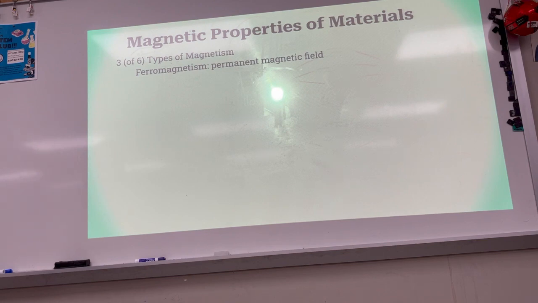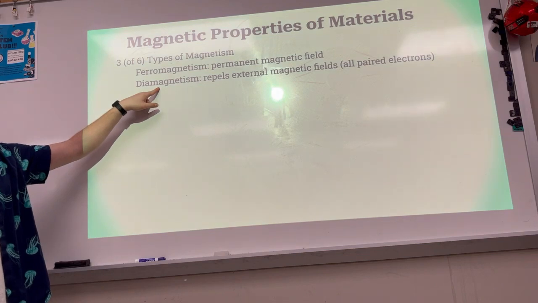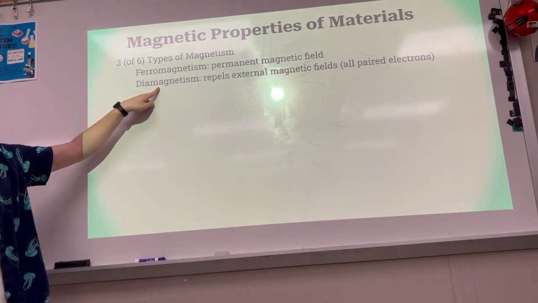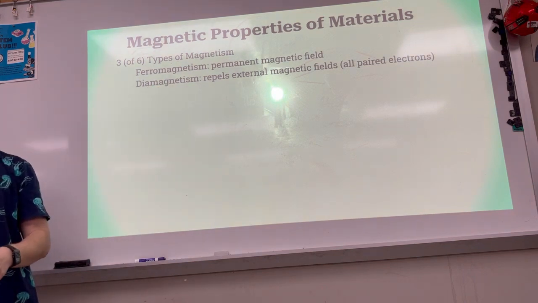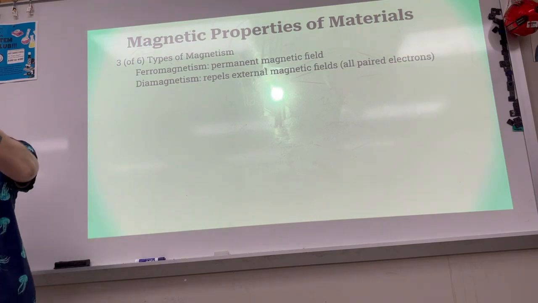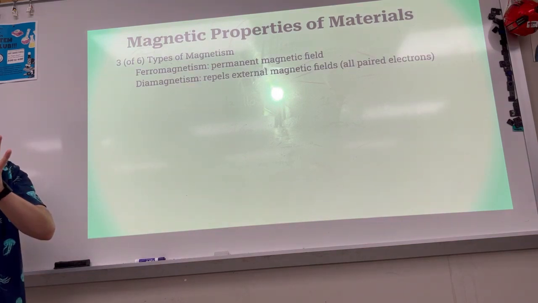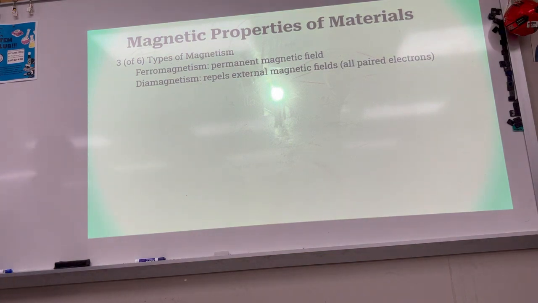He's ready. Okay, the other two types of magnetism that I want you to know about are diamagnetism. This is a property of all materials. Every material in the universe is diamagnetic. Technically, or it has the ability to be diamagnetic, which means that it's not magnetic if it's sitting on its own. But if I put it in a magnetic field, it will repel that magnetic field. It becomes repulsive to a magnetic field, an external field.